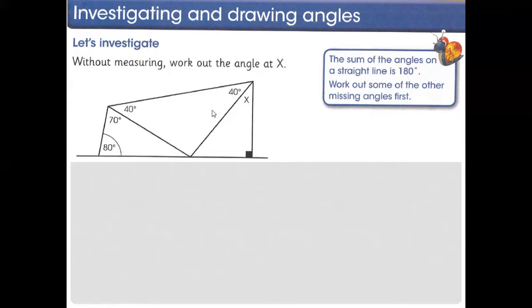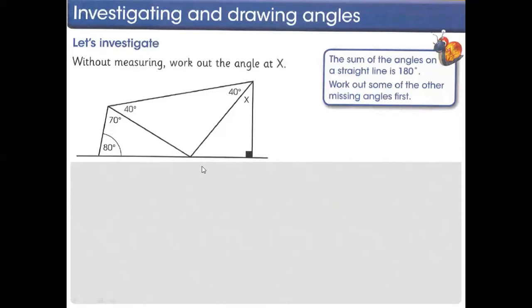Here, today we will learn investigating and drawing angles. Let's investigate. Without measuring, work out the angle of x. We just need to find the angle of x. So how will we find angle x?